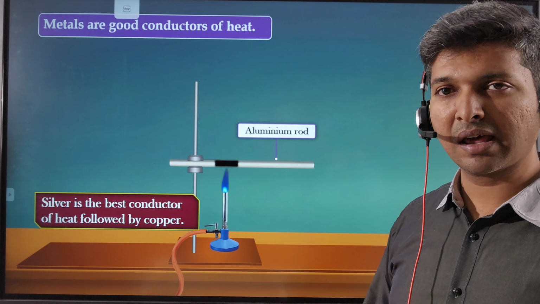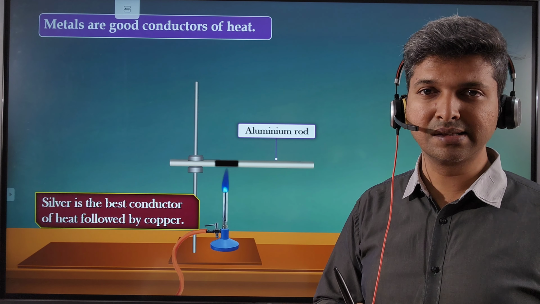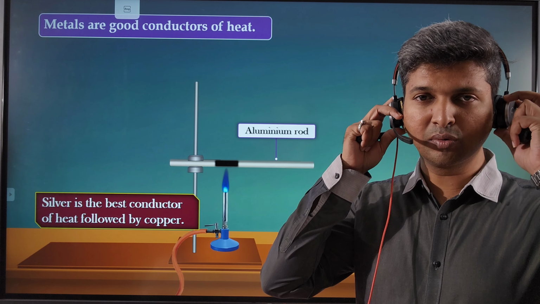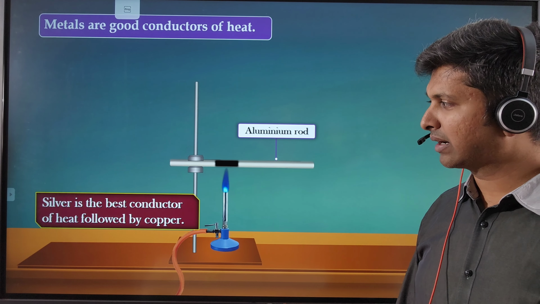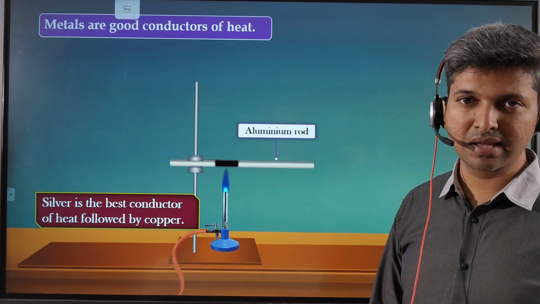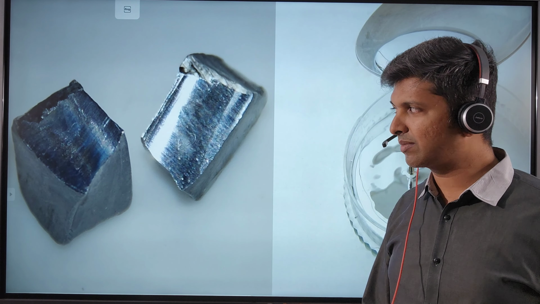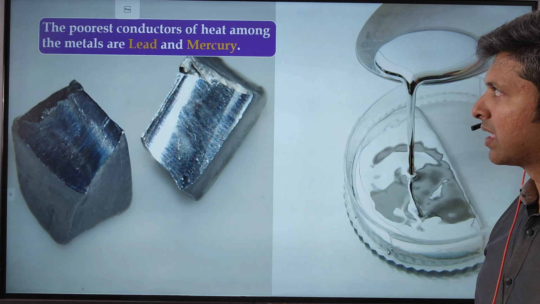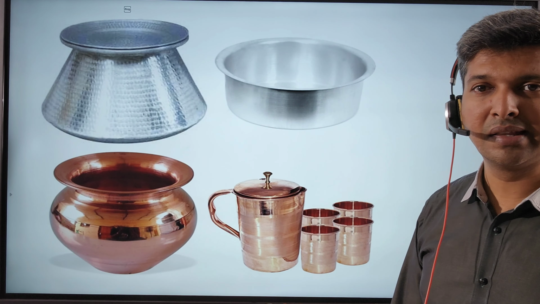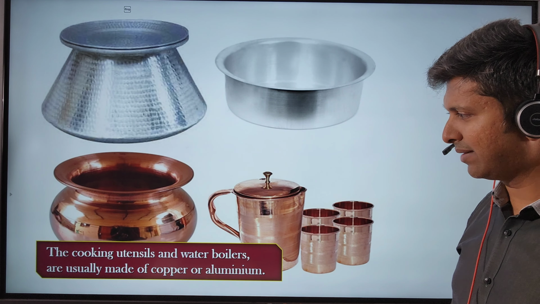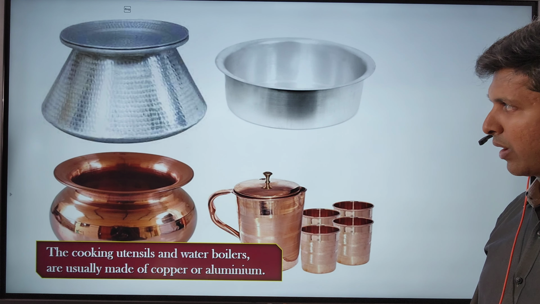That's why some of the vessels in our home have a bottom of copper. We don't cook food in copper vessels because of the chance of copper poisoning. We have to coat it, or else only the bottom is made of copper so that it can conduct heat better than steel. Silver is the best conductor, but it's slightly on the expensive side. The poorest conductors of heat among metals are lead and mercury, which do not conduct heat very well although they are metals. Cooking utensils and water boilers are usually made of copper or aluminum.